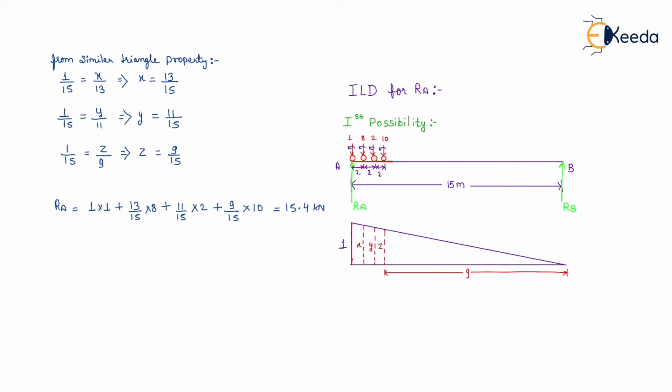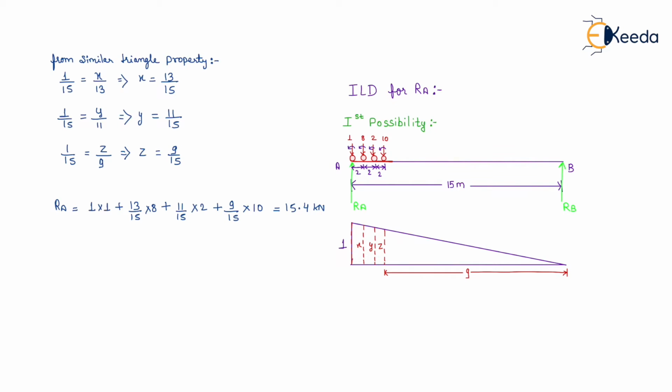Now for calculating the value of RA, we need to multiply each load with the vertical ordinates. So 1 into 1 plus 8 into x plus 2 into y plus 10 into z will give the value of RA. Now we will put the value of x, y and z here. So it becomes 1 into 1 plus 13 by 15 into 8 plus 11 by 15 into 2 plus 9 by 15 into 10. We will get RA equal to 15.4 kilonewton, which is our first possibility.